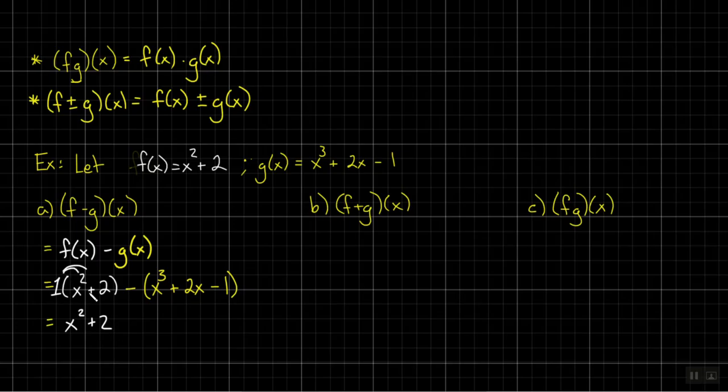You do not physically have to write this. If it's a positive 1 outside, you can just drop the parentheses and nothing changes. This one, though, there is a bigger impact. What does this give me? Negative x cubed, and this one? Minus 2x, and this one? Plus 1. If we don't distribute, we have no hope of being able to get this.